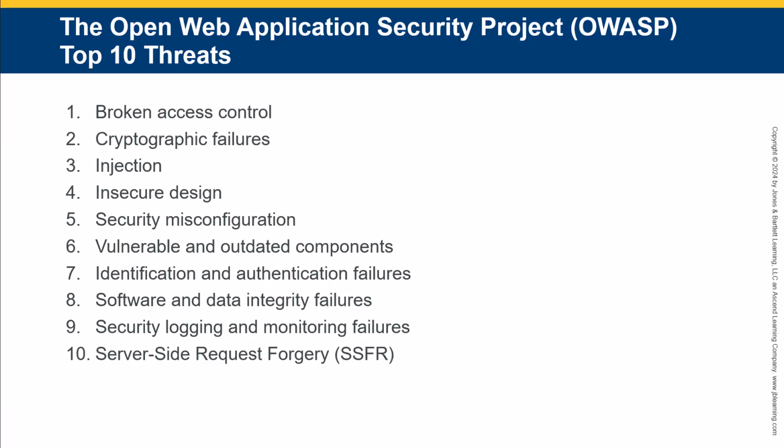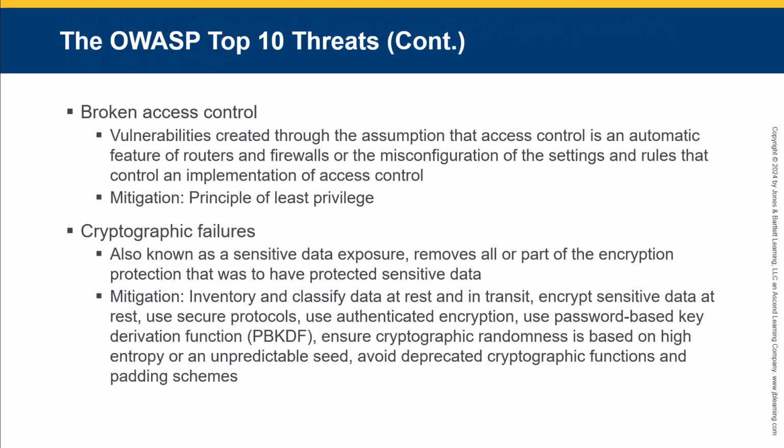So we're going to dive deep into each one of these. Alright, so let's jump into describing each one of these. So, broken access control. Vulnerabilities created through the assumption that access controls are automatic features of a router or firewall, or misconfiguration of the settings, rules, controls, implementations. Basically, you assume that access controls are there and you don't actually check them. The best way to mitigate is through the principle of least privilege, and again, test and verify. Do not assume that things are functional.